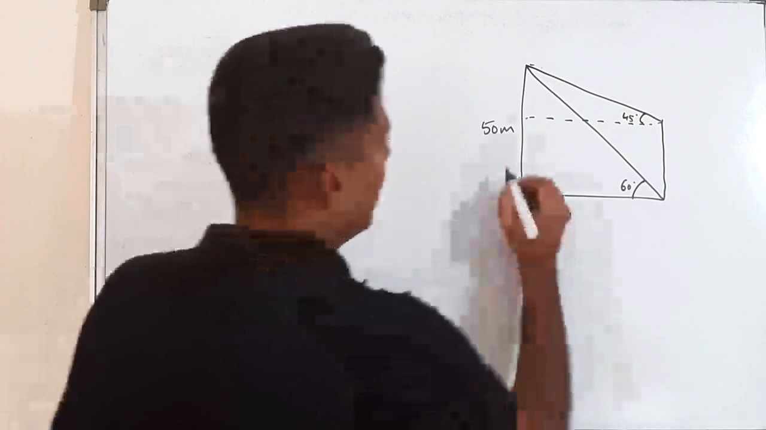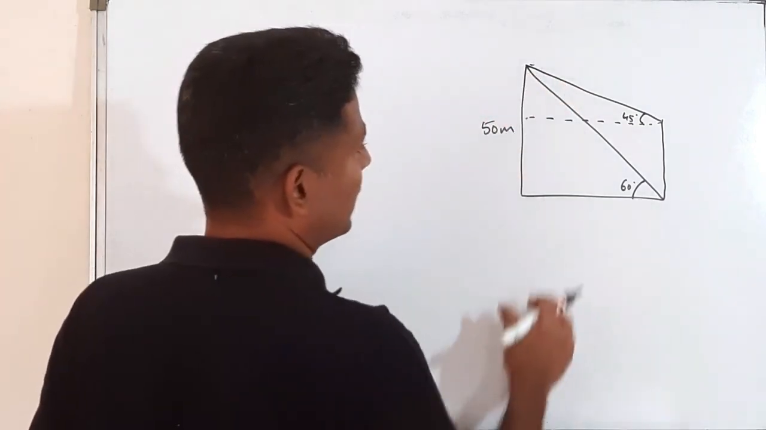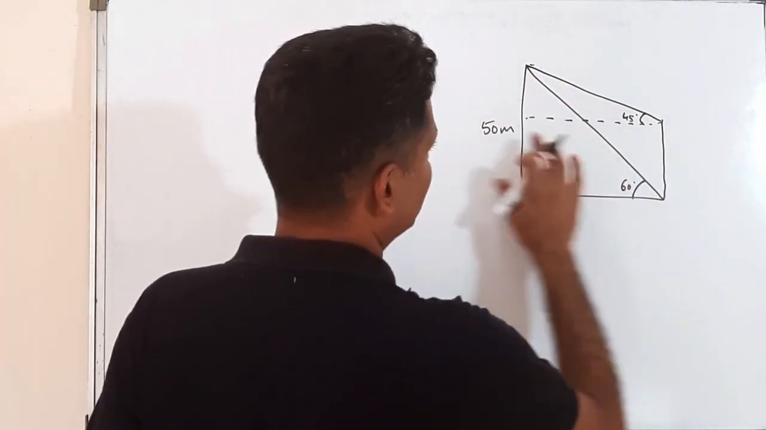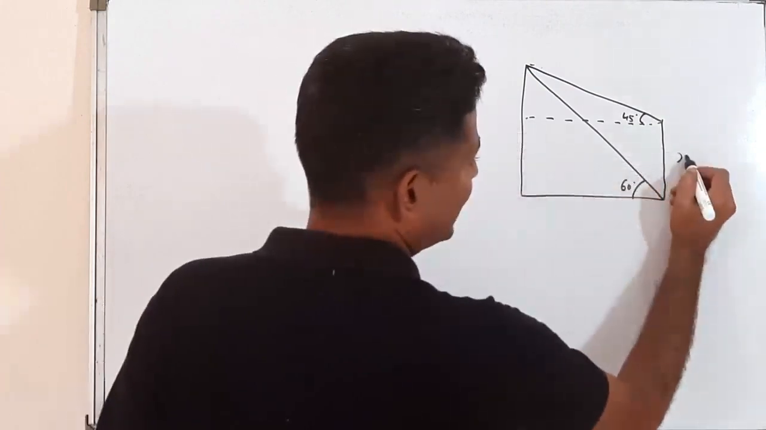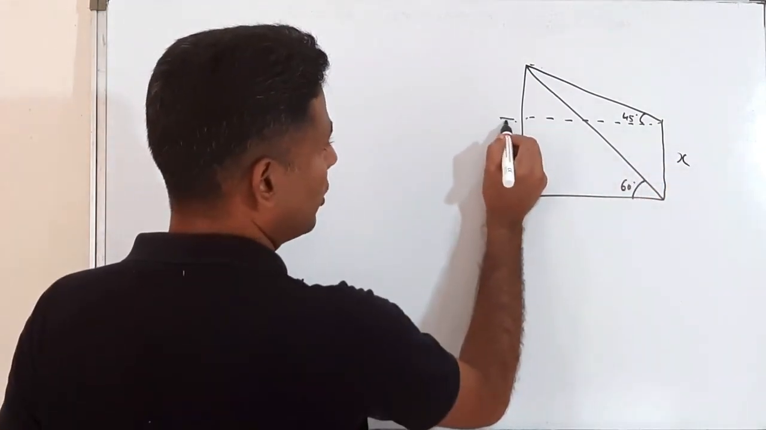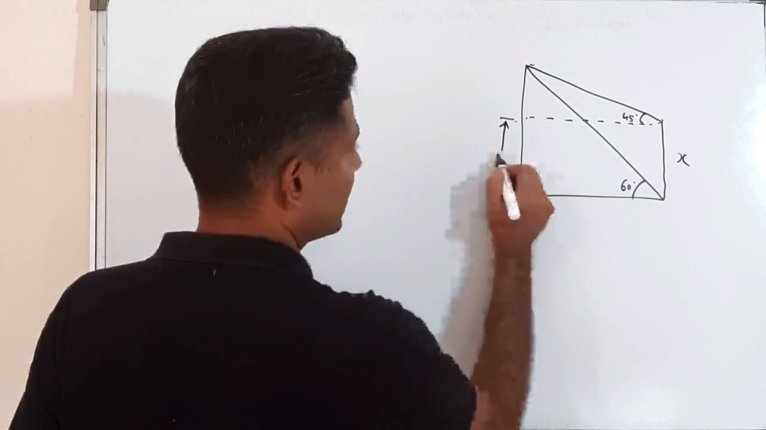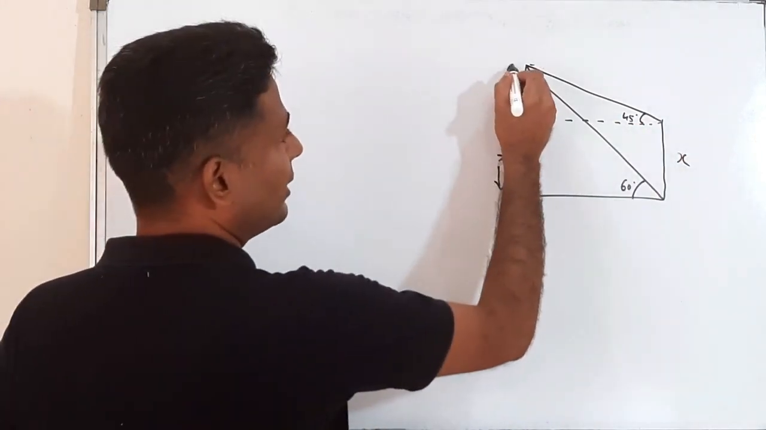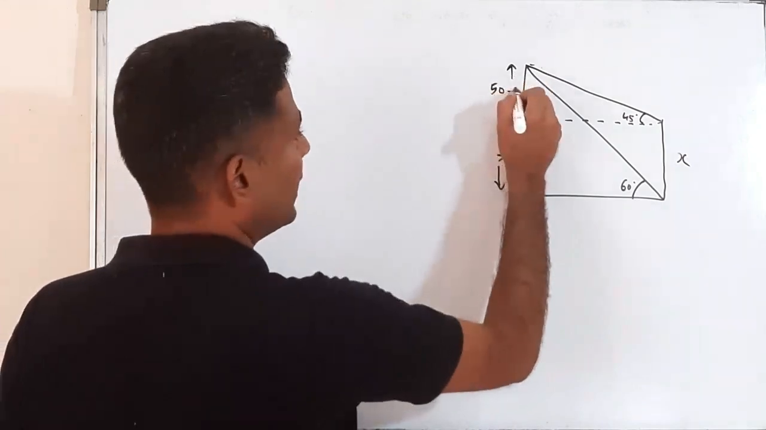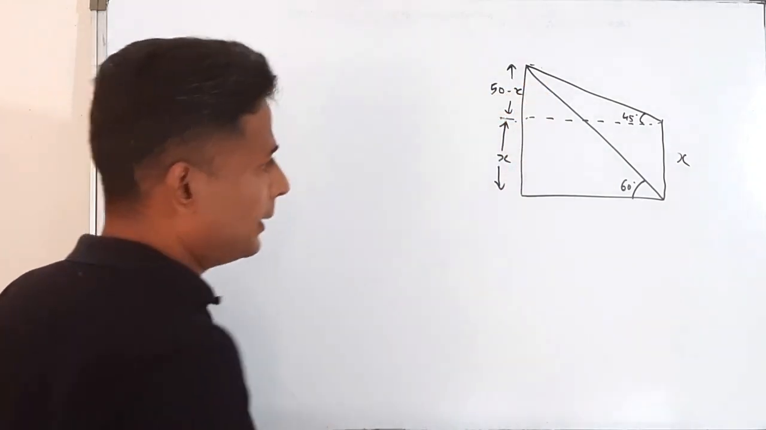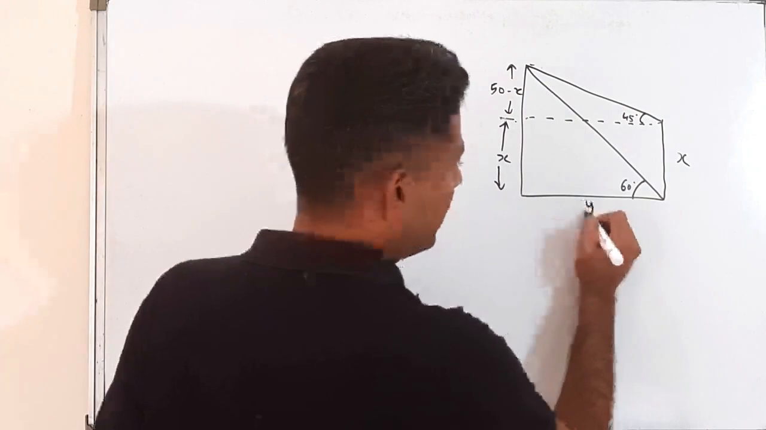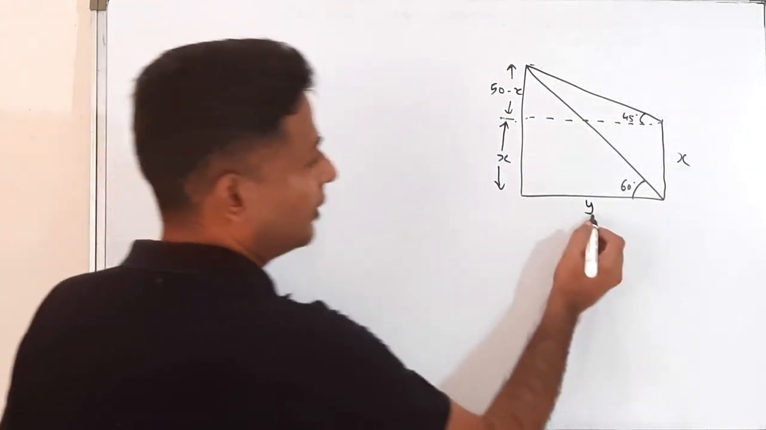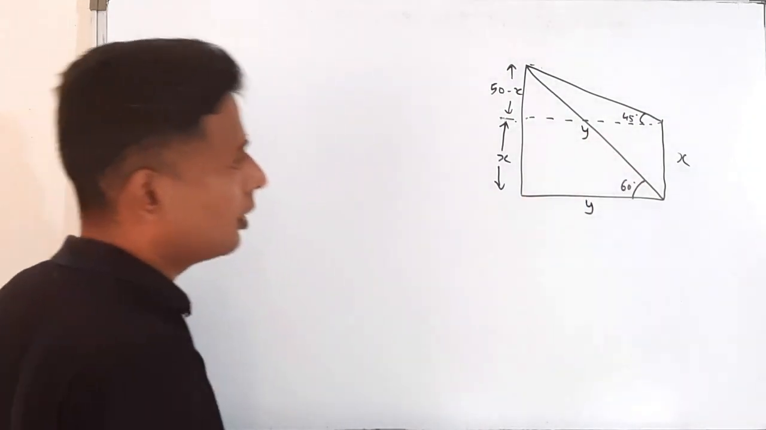Very simple. Now they have told this is 50 meters and we need to find the height of this. Now let's say height of this is x. This till here it will be x. If the height of pole is x, this also will be x, and the remaining part will be 50 minus x. Alright. And let the distance between the two be y, because that is what we need. If this is y, this also is y.